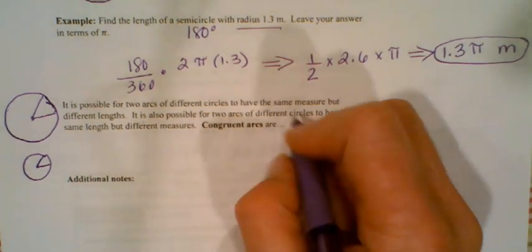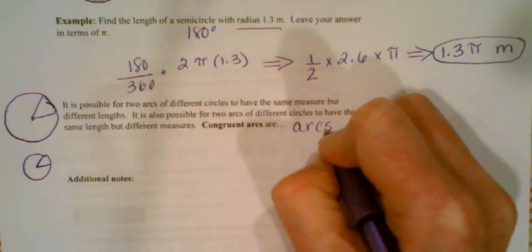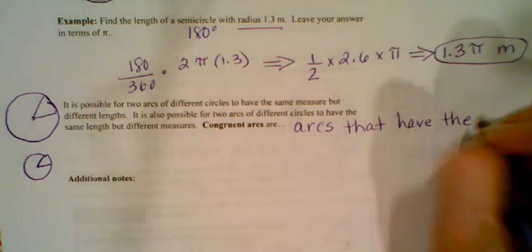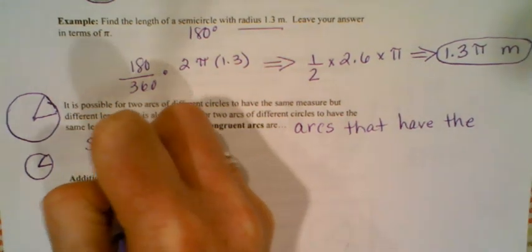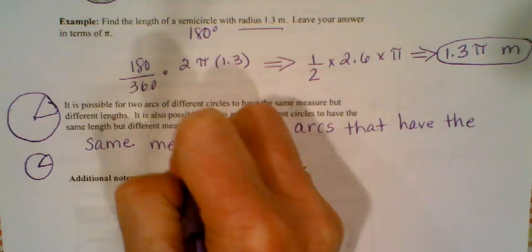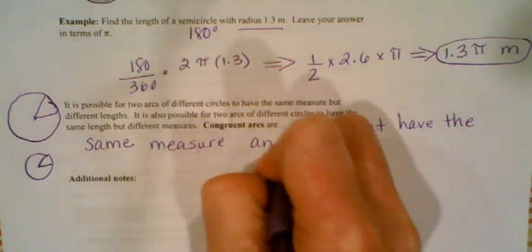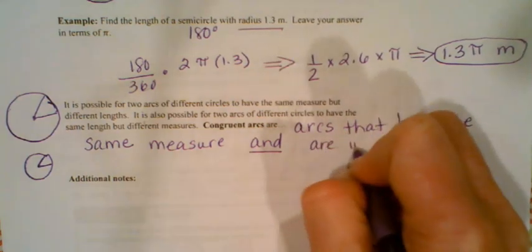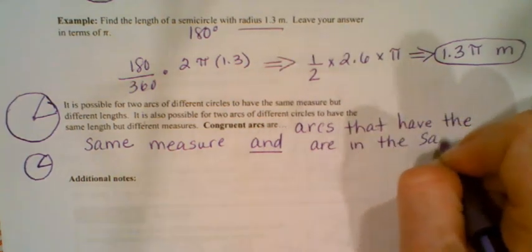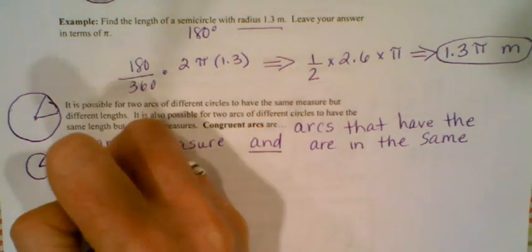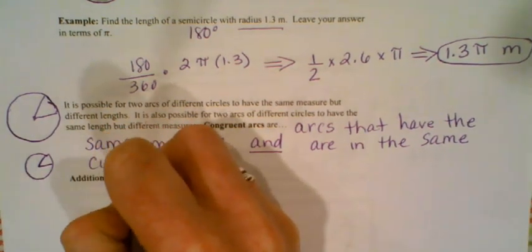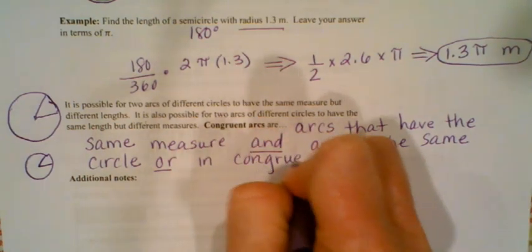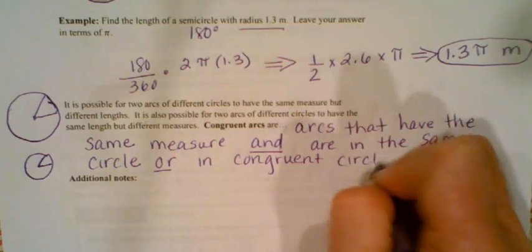Congruent arcs are arcs that have the same measure and are in the same circle or in congruent circles.